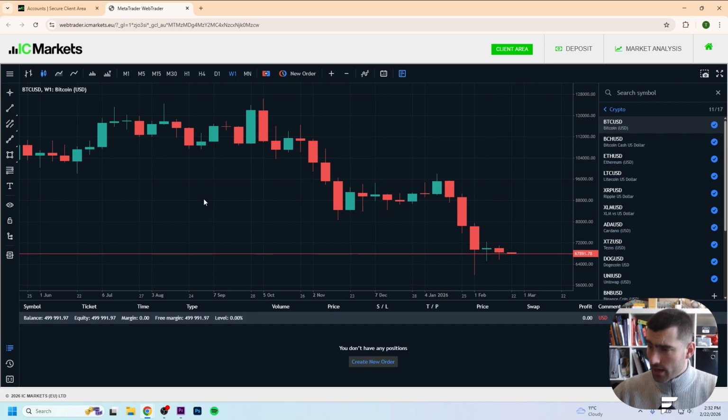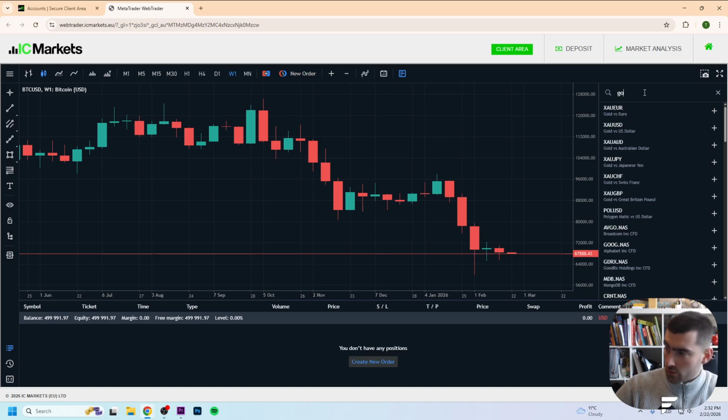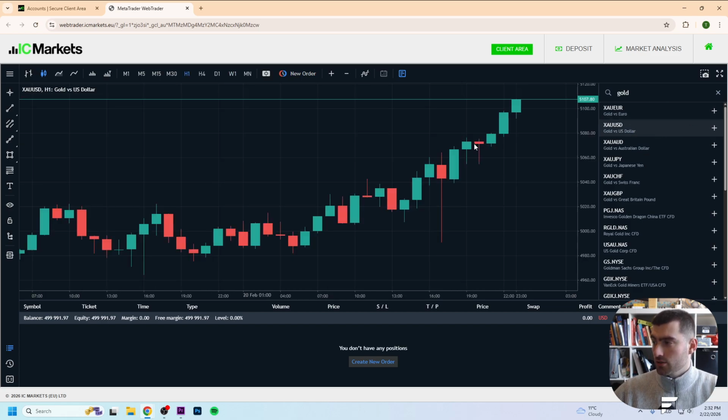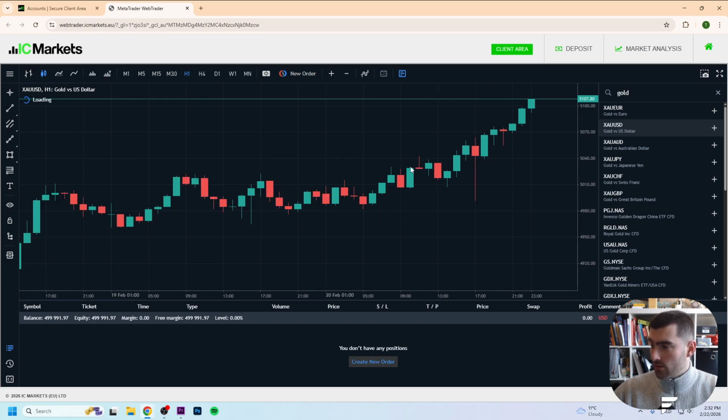So right now we are here on the chart and we want to buy some gold. So what we're gonna do is we search here at symbol for gold. And then right now we can decide if you want gold versus euro or gold versus US dollar. So we want gold versus US dollar. What a great increase we are seeing right there, but we want to position on gold right now.